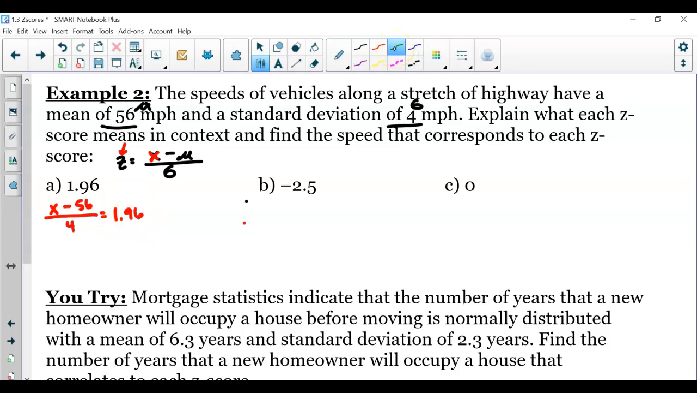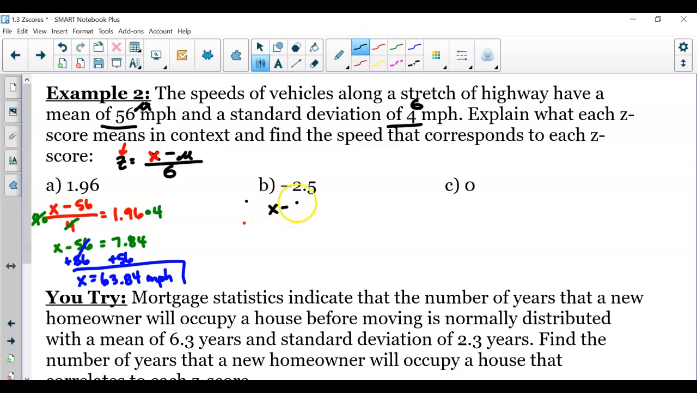And now notice we're solving for x. You're solving an equation and working backwards. So if I'm dividing by 4, we need to first get rid of that fraction and multiply both sides of the equation by 4. X minus 56 is now equal to 7.84. So now what do I need to do last to solve for x? Add 56, inverse operation. And x is equal to 63.84 miles per hour, which matches because this speed is greater than the mean, and this is almost 2 standard deviations above.